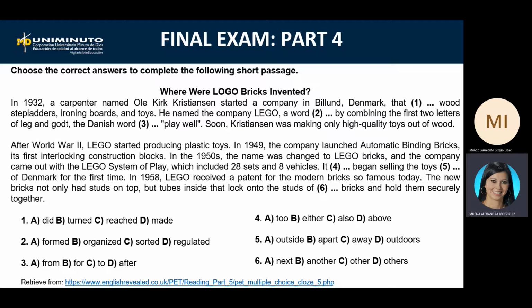Okay, Sergio. So the idea is you're going to read it just for practicing pronunciation, and we're going to choose the best grammar answers to complete the sentences or the paragraph. So let's start reading, and we'll start doing the exercise. Go ahead, Sergio.